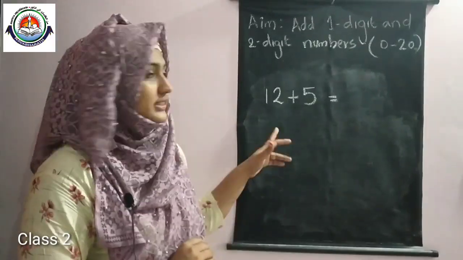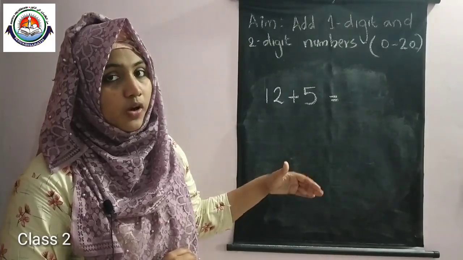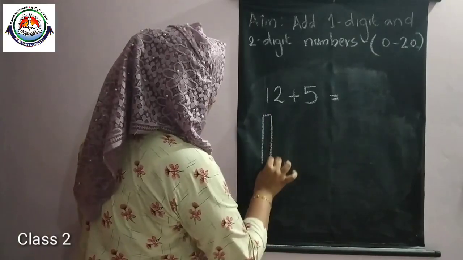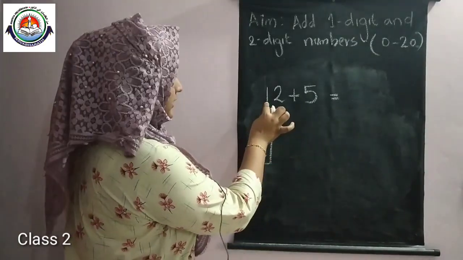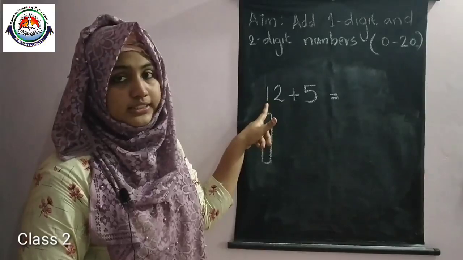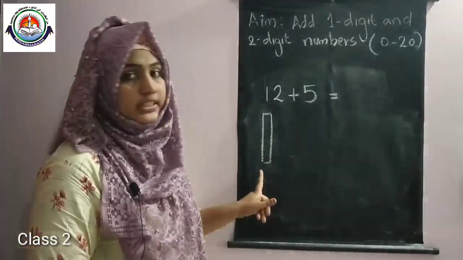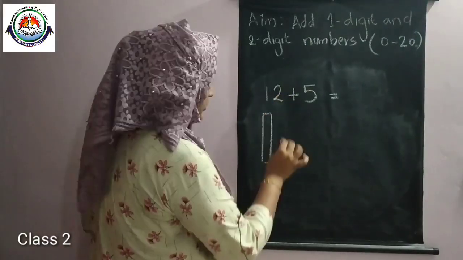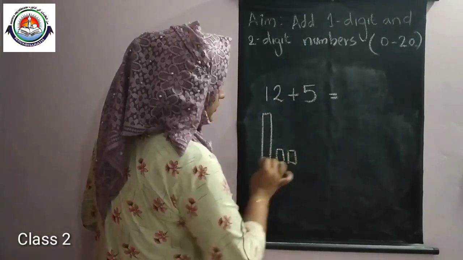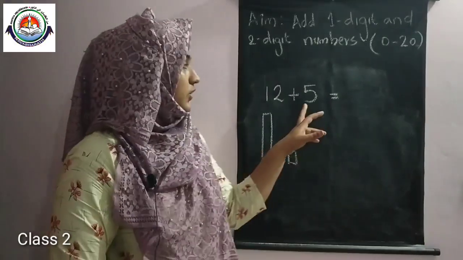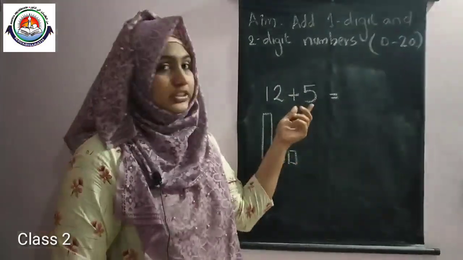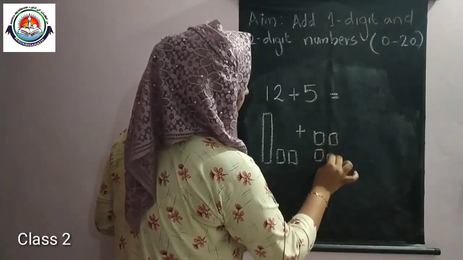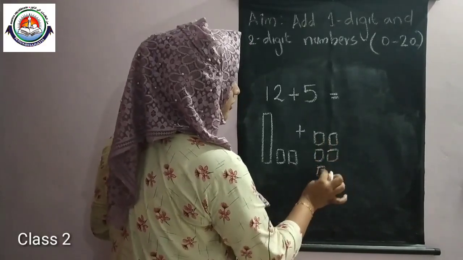So how can we find it? We can draw place value blocks and we will find the sum. So here 1 in the tens place, so in tens place number 1. So we can draw a tens block. And in ones place number 2. So we can draw number 2 like this. Then we are going to add number 5 to number 12. Then we can draw number 5 like this. 1, 2, 3, 4, 5.